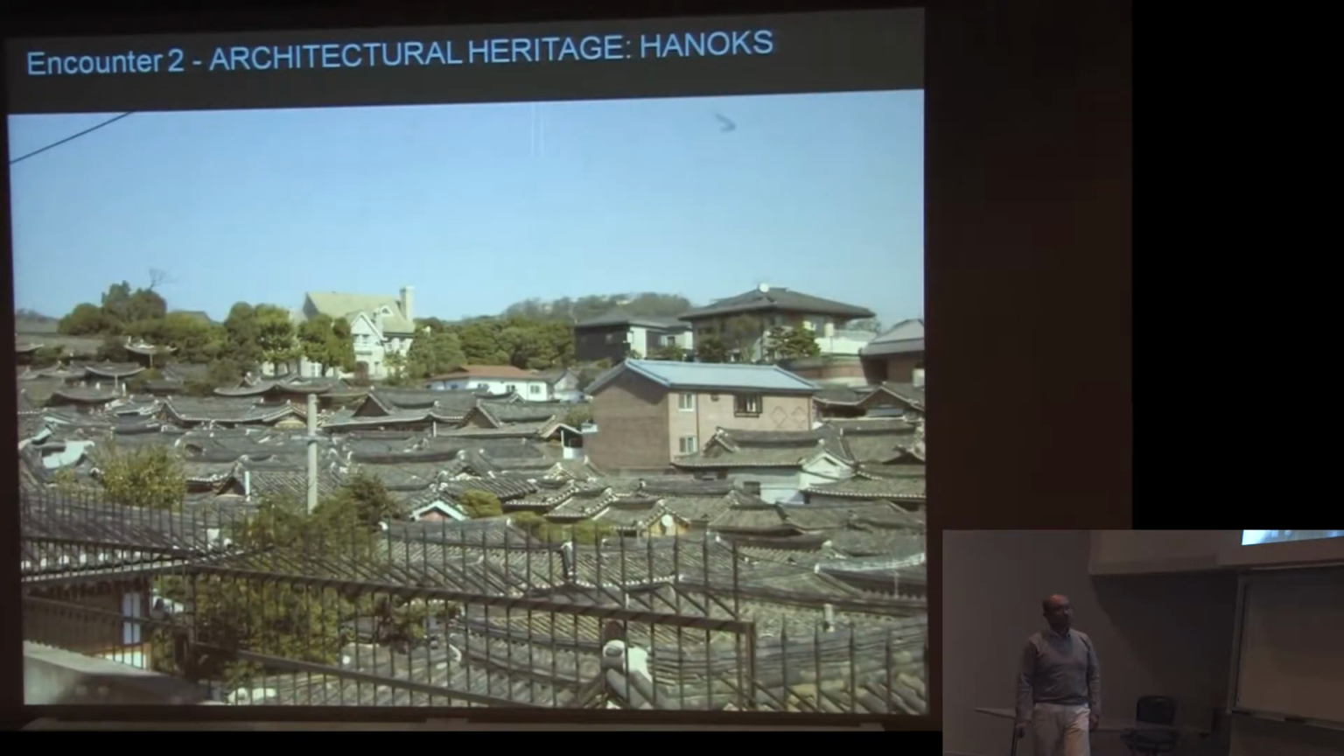Next, my second encounter was with architectural heritage, which we call HANOK. HANOK is a traditional Korean house. And even with the Korean War and everything, there is a very small area in Seoul which miraculously was saved from the bombing and rapid modernization. If you ever come to visit Seoul, this is an area you won't miss.